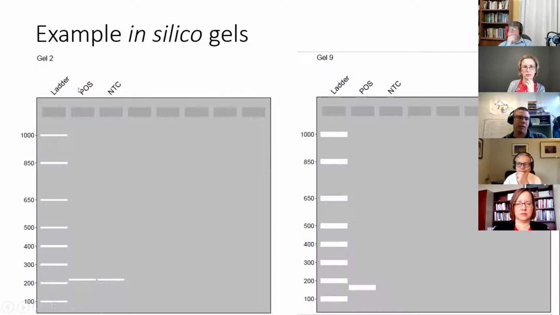In this case, there are only two samples that they're looking at: a positive control and a negative control, the NTC, short for no template control. The expectation is that you should see a white band somewhere in the positive control lane, but you should not see one in the no template control, because if you see something like that, it means that your reagents were contaminated. So ideally, you see something like this and not something like this.